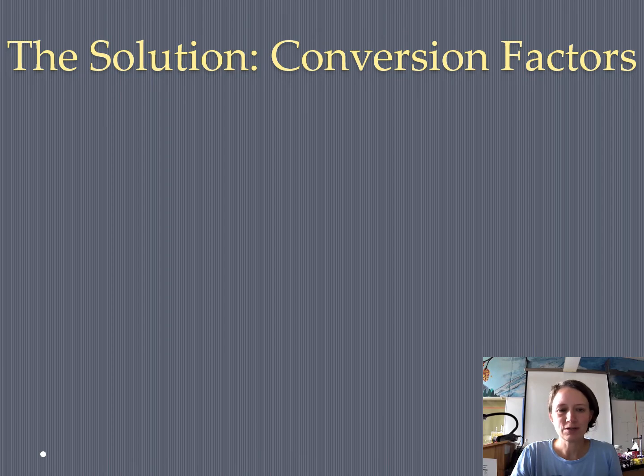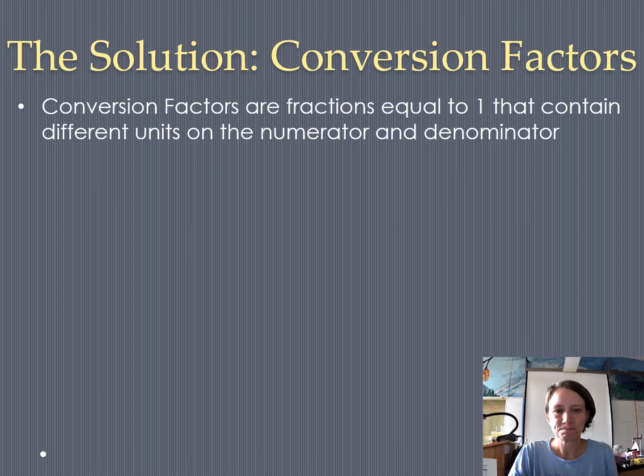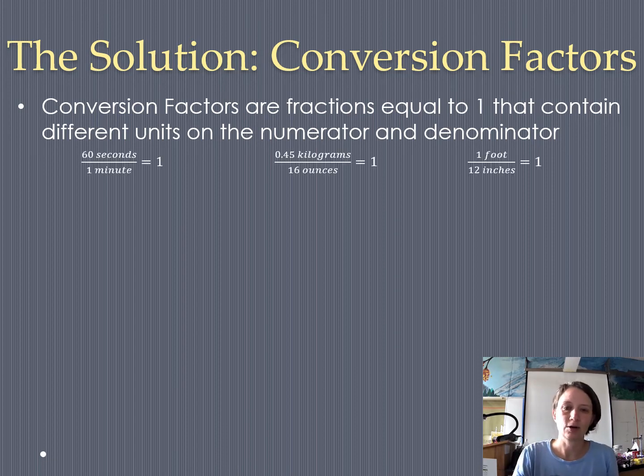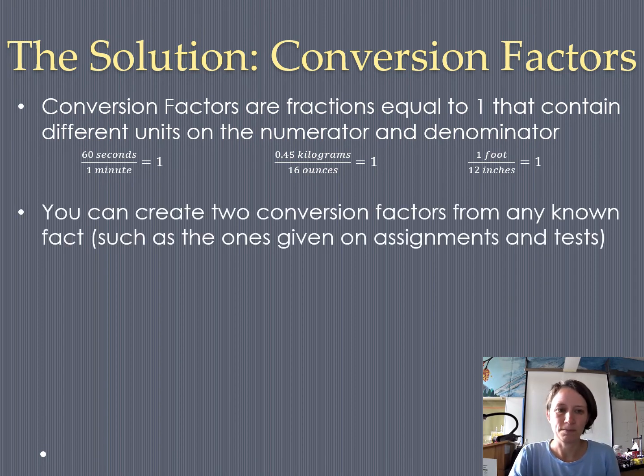These tricky ways of writing 1 can also be called a conversion factor. We're going to be taking these and using them as conversion factors to convert one thing into another. A conversion factor specifically is any fraction that's equal to 1, because the objects on the top and the bottom are the same, that contains different units on the numerator and the denominator. So for example, 60 seconds over 1 minute, those are the same. Therefore, 60 seconds over 1 minute is 1. 16 ounces is the same as 0.4 kilograms, so that's a conversion factor. And 1 foot is the same as 12 inches, so that's a conversion factor. All of those are equal to 1.